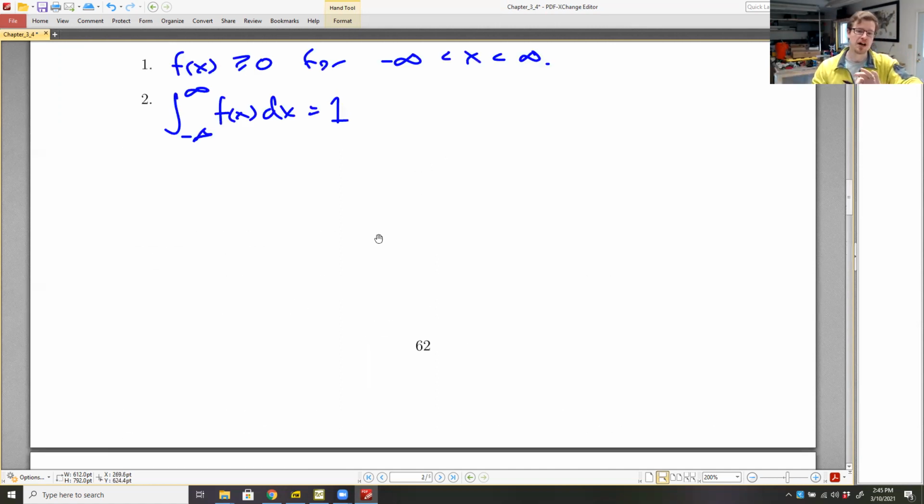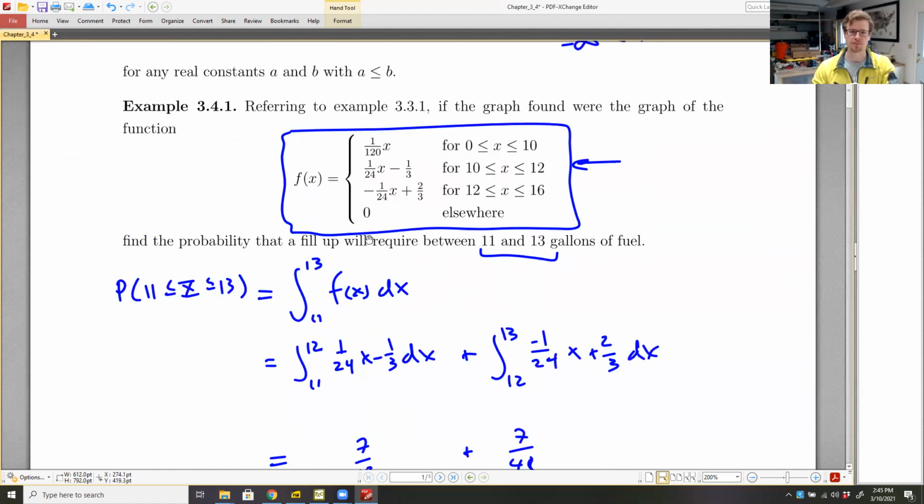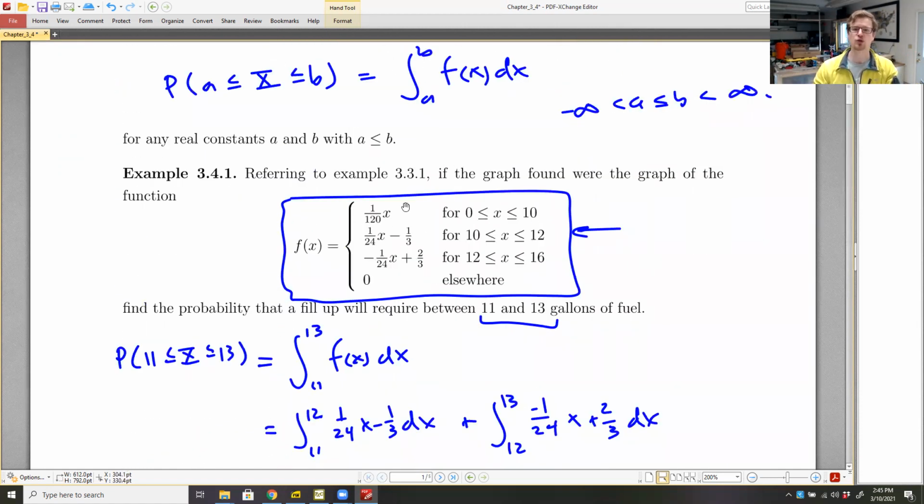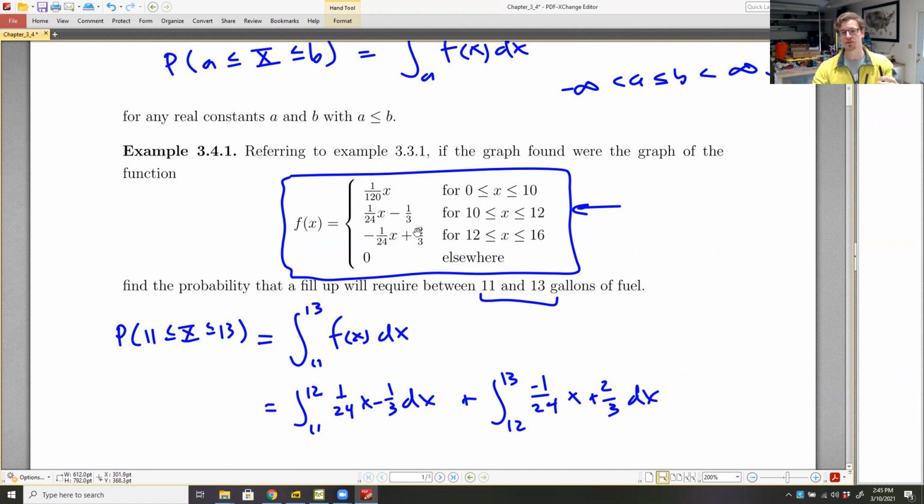If you wanted another example, what I would encourage you to do is check this function, make sure that it is non-negative everywhere, and make sure that the integral over the entire real line is in fact 1. You should find that both of those conditions are satisfied. So I'd encourage you to check this out if you need another example.